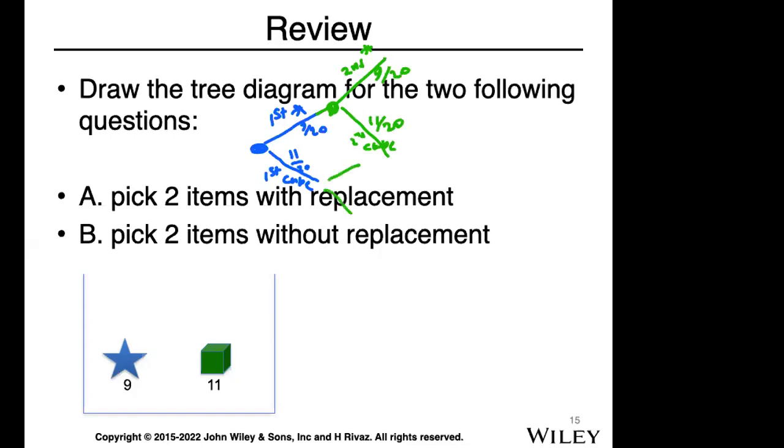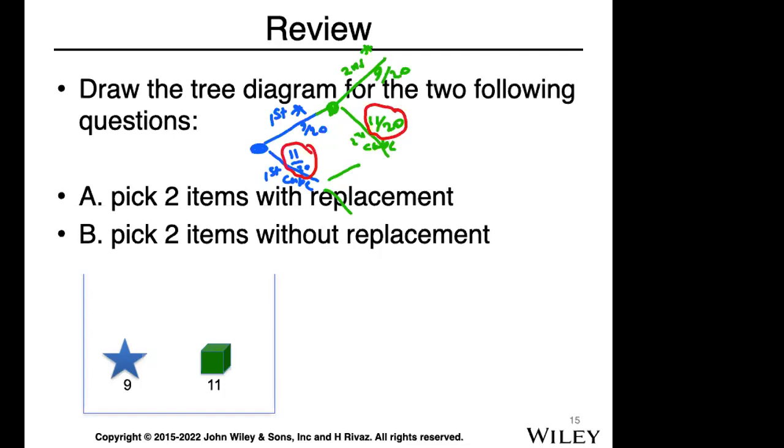I'm not going to write the other one. But the take-home message is that if it's with replacement, these numbers repeat themselves. So this is 11 divided by 20. This is also 11 divided by 20, because the probabilities don't change. Right?